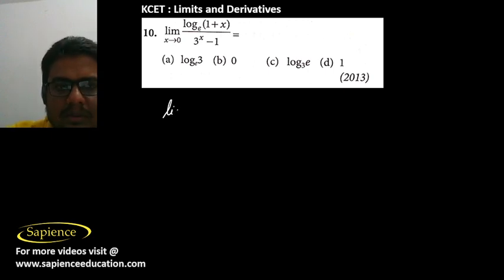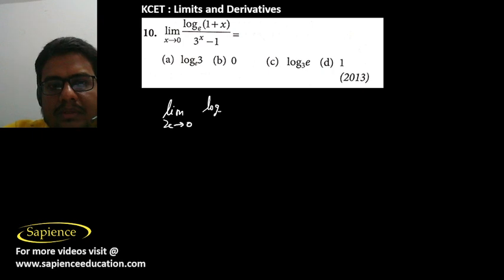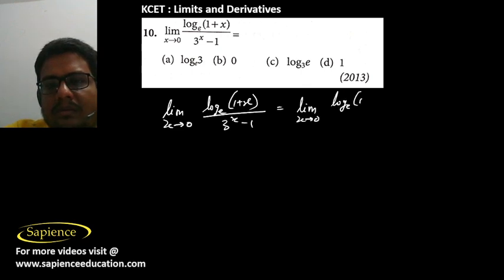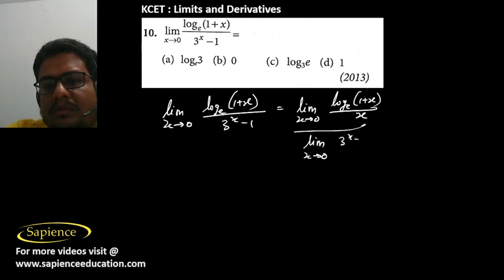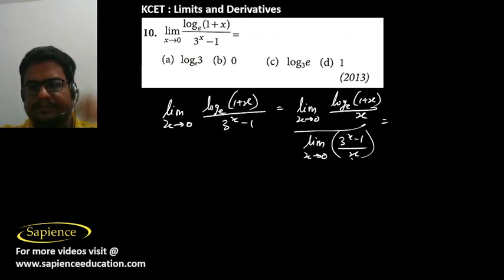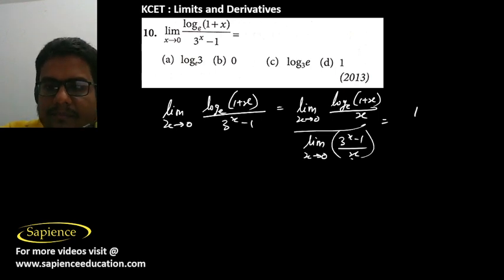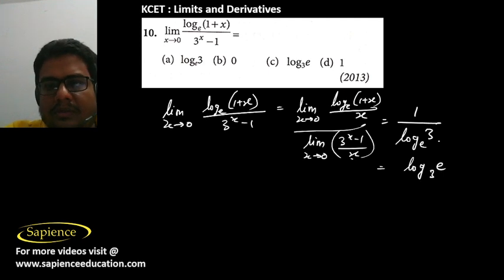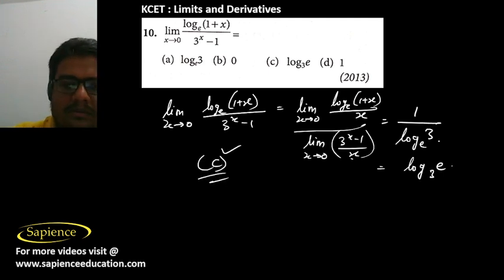And in question number 10, it is told limit x tends to 0 of log base e 1 plus x divided by 3 power x minus 1. So this we can write limit x tends to 0 of log base e 1 plus x by x divided by limit x tends to 0 of 3 power x minus 1 by x. So this will be 1. And this will be log base e 3. So this will be 1 by log 3 base e. So this is log e base 3. So option C is the correct answer.